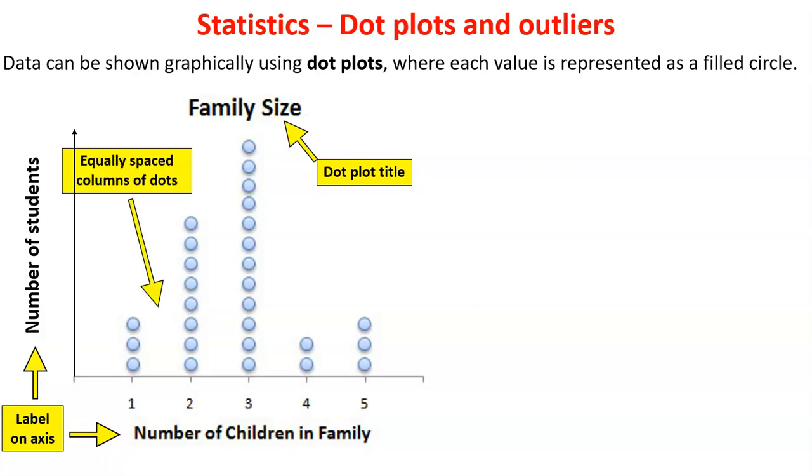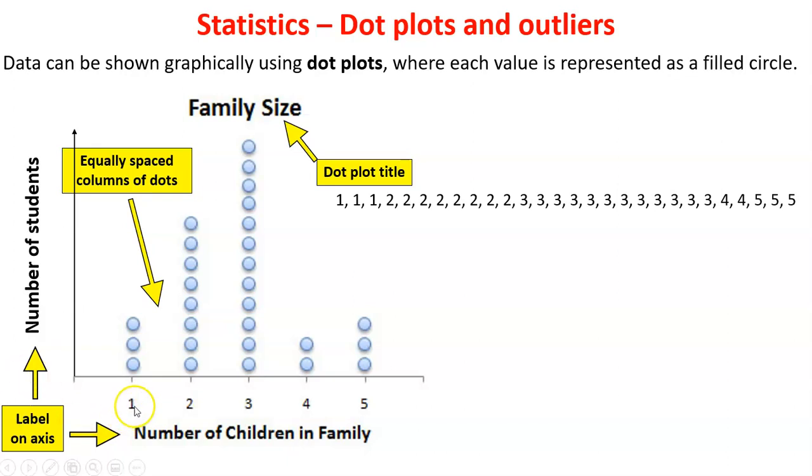Another thing that's important is we have equally spaced columns of dots. So you can see it's nicely evenly spaced. If we're going to be creating dot plots, that's what we should be doing, having everything nicely scaled and evenly spaced. What I've done here is I thought I might extract all the data from the dot plot just to show you what it really means.